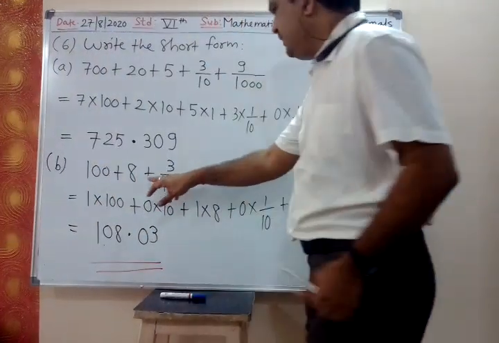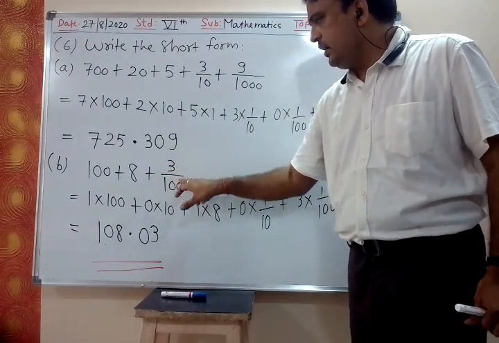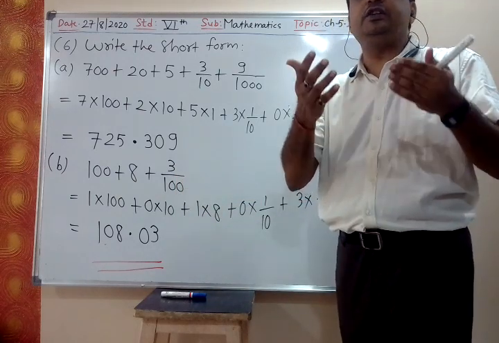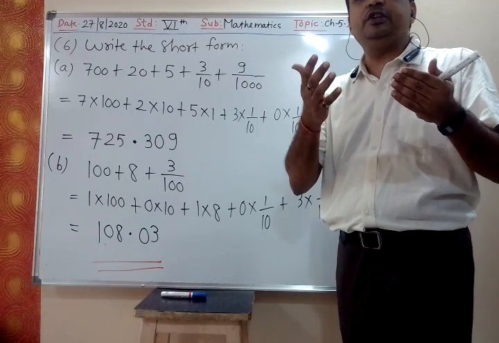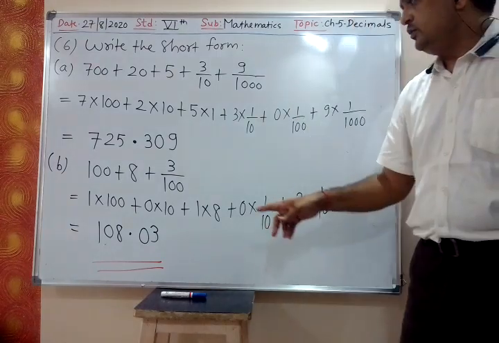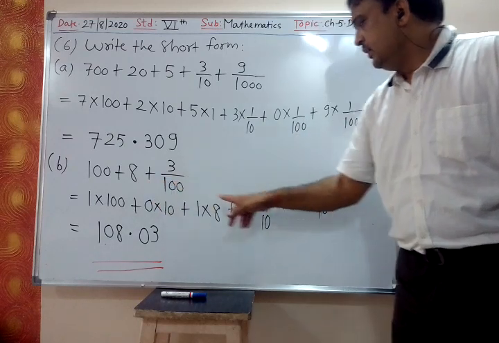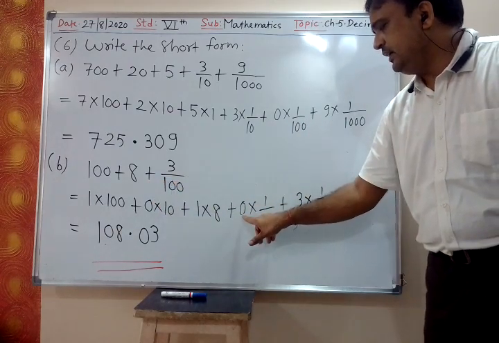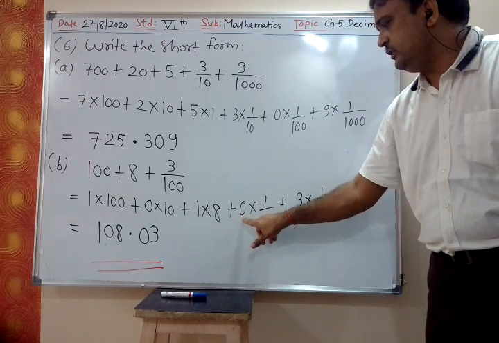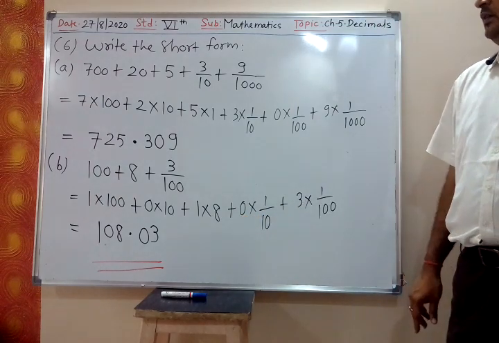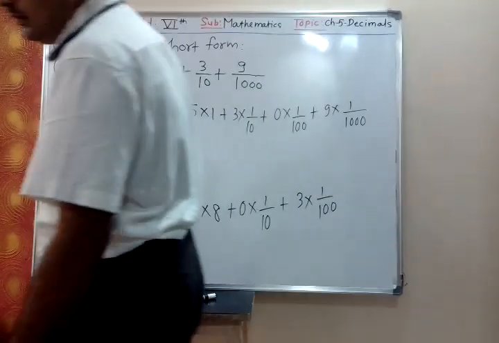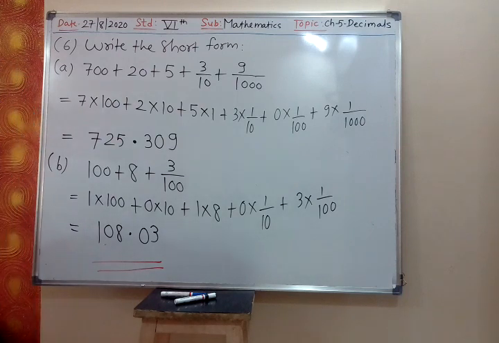Wait, no. After 8, it is 3 upon 100. After 8, you are directly given the hundredths position. But before the hundredths position, we want the tenths position, and it is not given. So I will multiply the tenths position by 0. I will take the digit at the tenths position as 0.